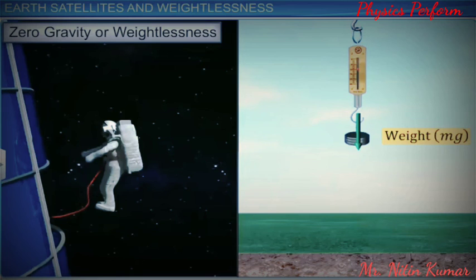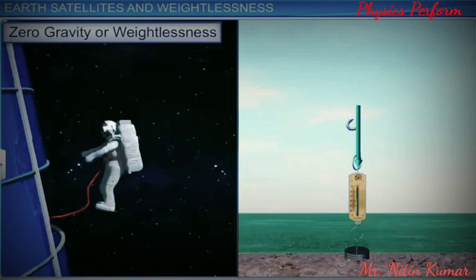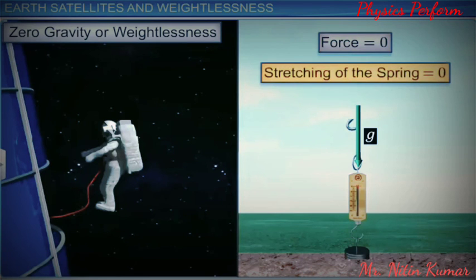If the balance is not suspended from the rigid support and is allowed to fall freely, then both the body and the spring balance fall down with acceleration due to gravity. In this case, the force exerted on the body by the balance is zero. Hence, the stretching of the spring is zero. Thus, the spring balance reads zero weight of the body. This situation is the weightlessness of the body. Thus, we can say that a body experiences zero gravity or weightlessness in a free fall.